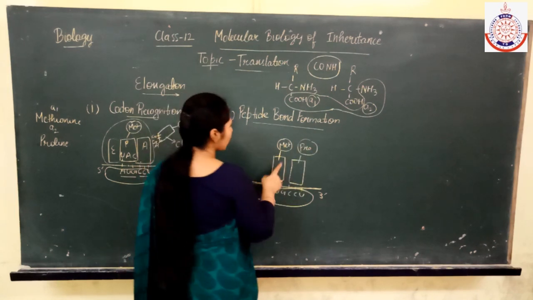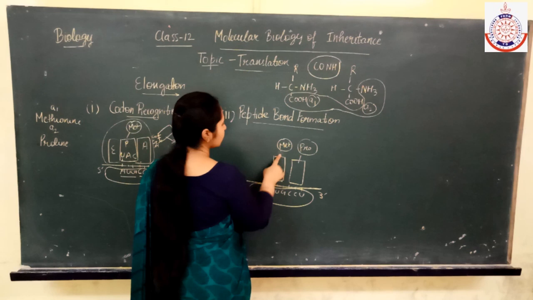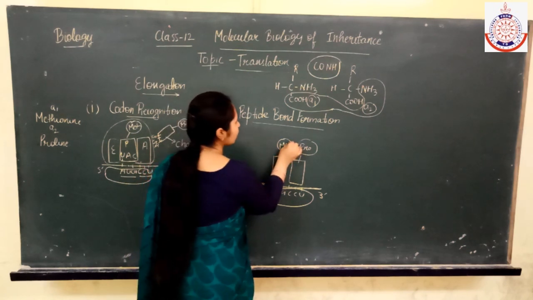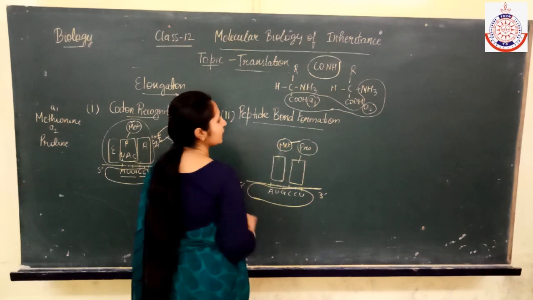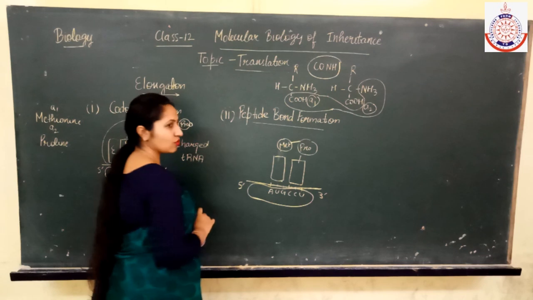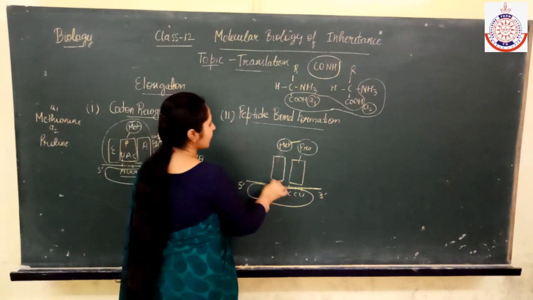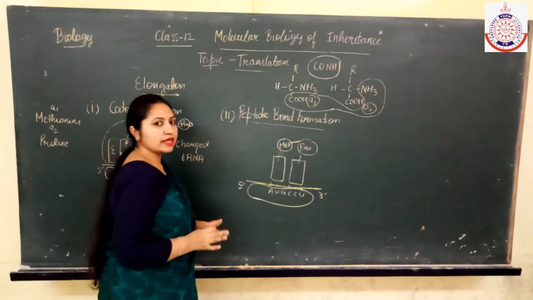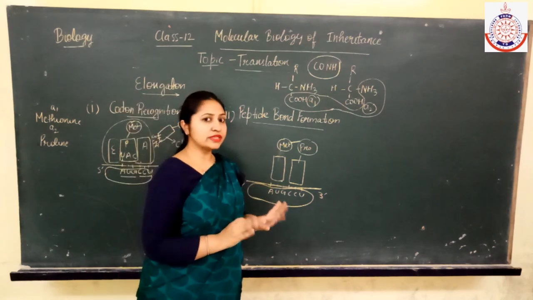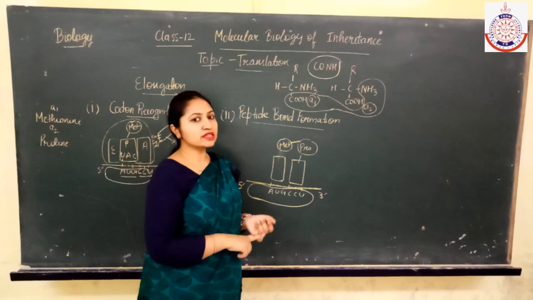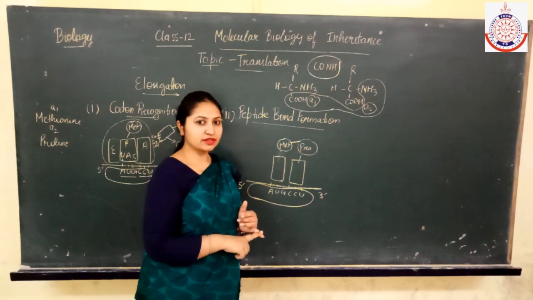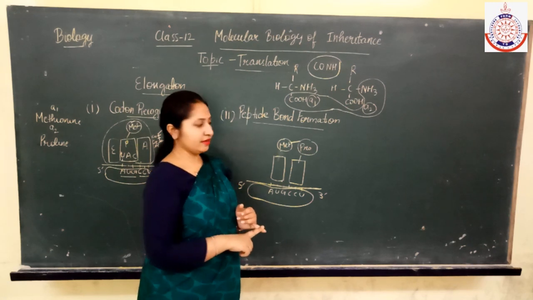Okay. So now what will happen? This bond will break down and form a peptide bond with the second amino acid, the proline. It means that this tRNA is without any amino acid. This tRNA is not having any amino acid, so it is discharged. It is the discharged tRNA.